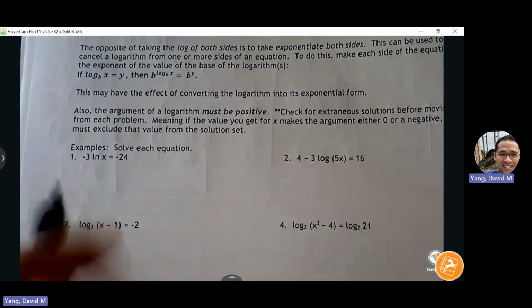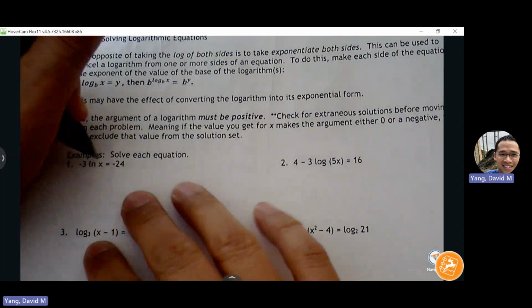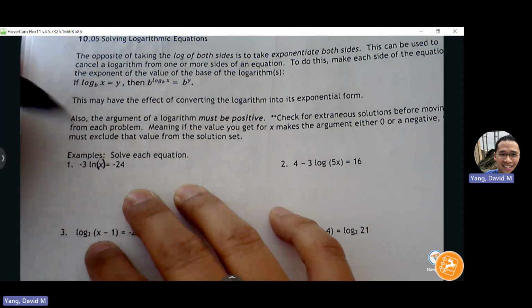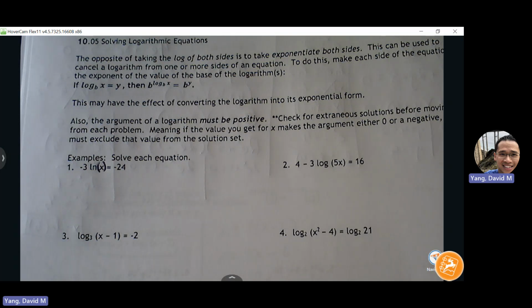I want to solve the equation -3 natural log of x equals -24. Now, look at where x is located. I want you to understand that x is inside the natural log. So it's different than previous problems where the x is stuck in the exponent. Here, it's stuck inside natural log. So we can't just divide both sides by 3 natural log, because natural log is connected to that x.